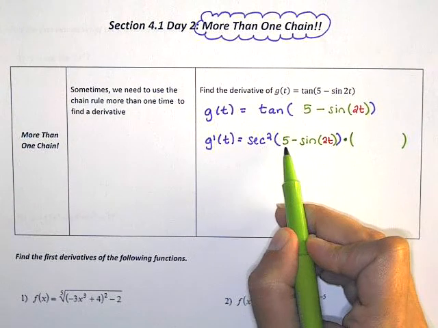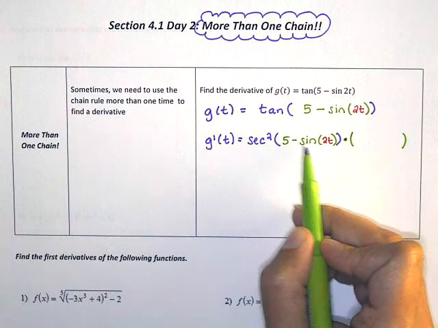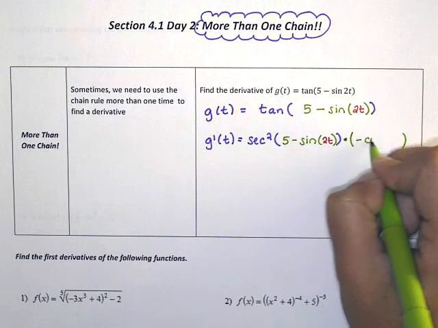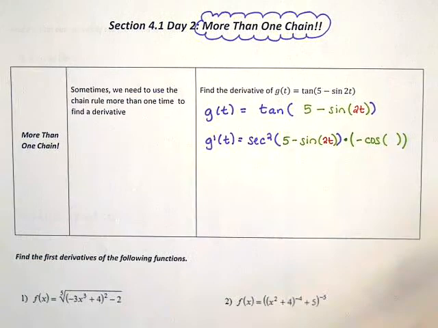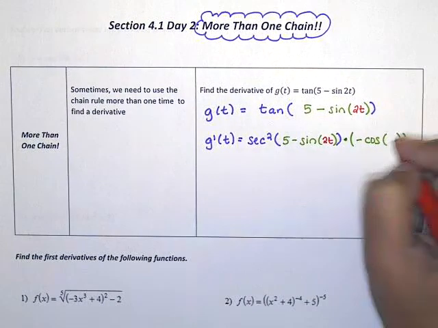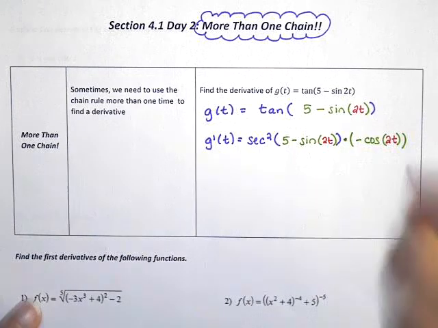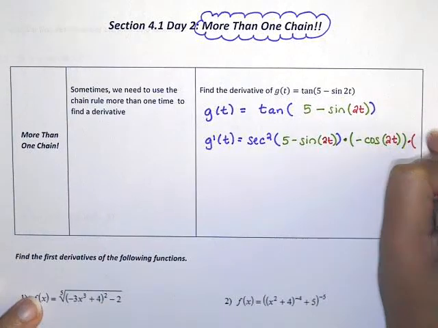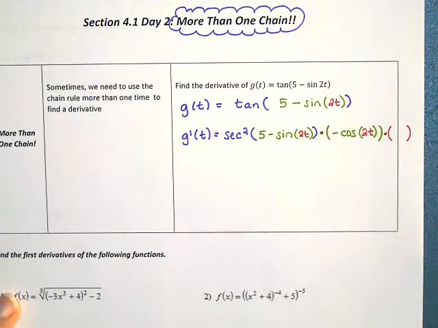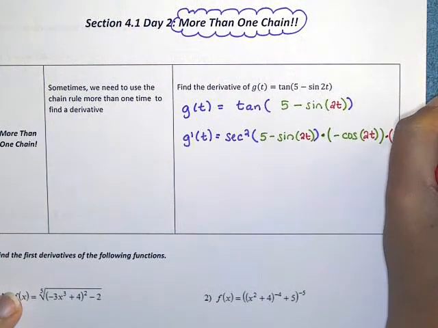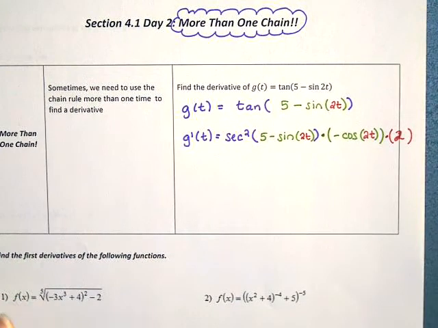The derivative of the number 5 would be 0, and the derivative of negative sine would be negative cosine. Once again, remember that inner layer shouldn't change. Leave whatever is inside alone. So the 2t doesn't change. Lastly, we take the derivative of the 2t. The derivative of 2t is just 2.